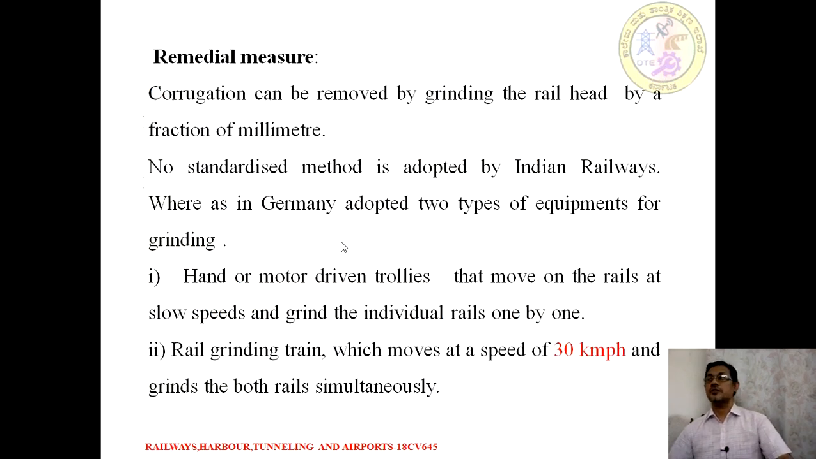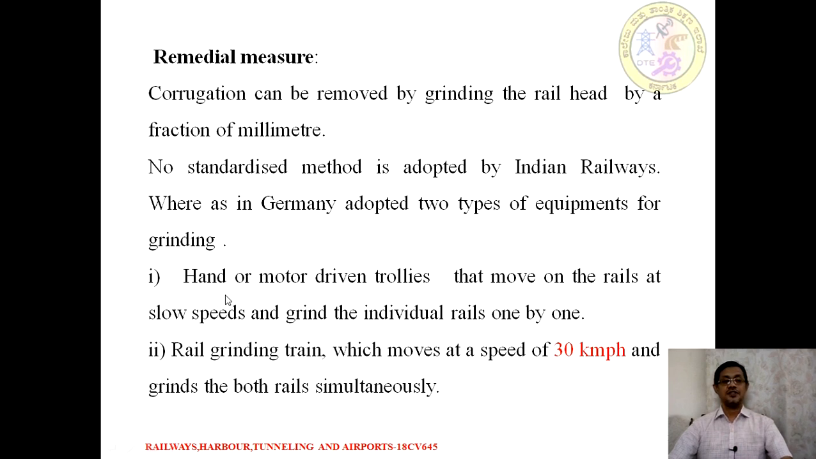Now the remedial measures for corrugation. The only method is removing uneven surfaces by grinding wherever it is possible. By using a grinding machine, the rail head is ground, or milled, by fractions of a millimeter of its original surface. No standard method is adopted in India, whereas in Germany they adopt two types of equipment for grinding: one is hand driven trolleys, and the next is the rail grinding train.